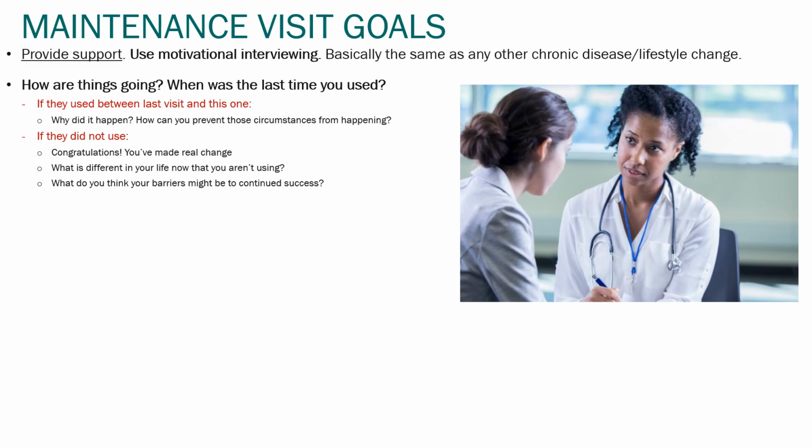Examples of that: checking in with the patient, seeing how they're doing. When's the last time they used? If they used recently, why do you use recently? What were the circumstances? What steps can you take to prevent those circumstances? If they haven't used recently, congratulate them and help them see how their life might be different because they're not using, or what barriers they might experience along the way.